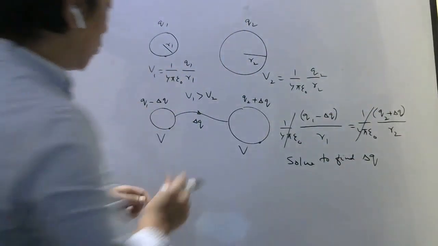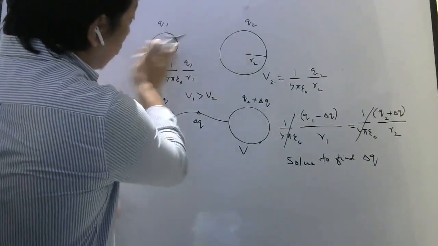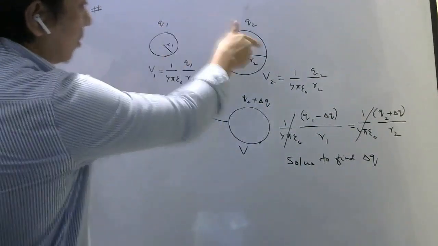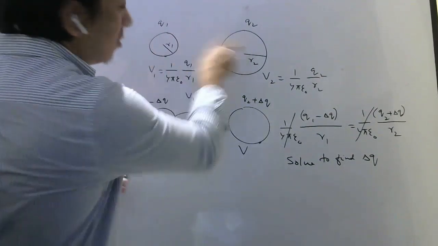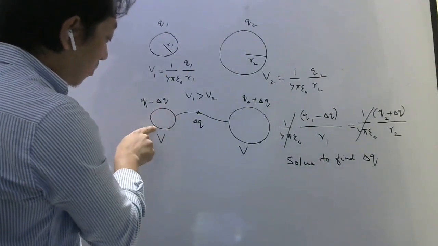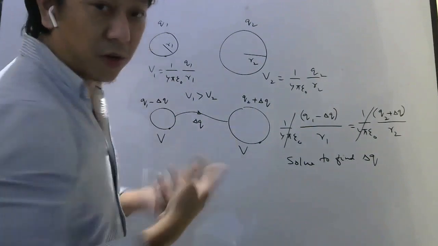Now my question is, do you think the whole charge will go there? Will whole Q1 go there? Not possible. How will it go? If the whole charge goes there, then the potential of this point will be 0. Potential of this point is not 0.